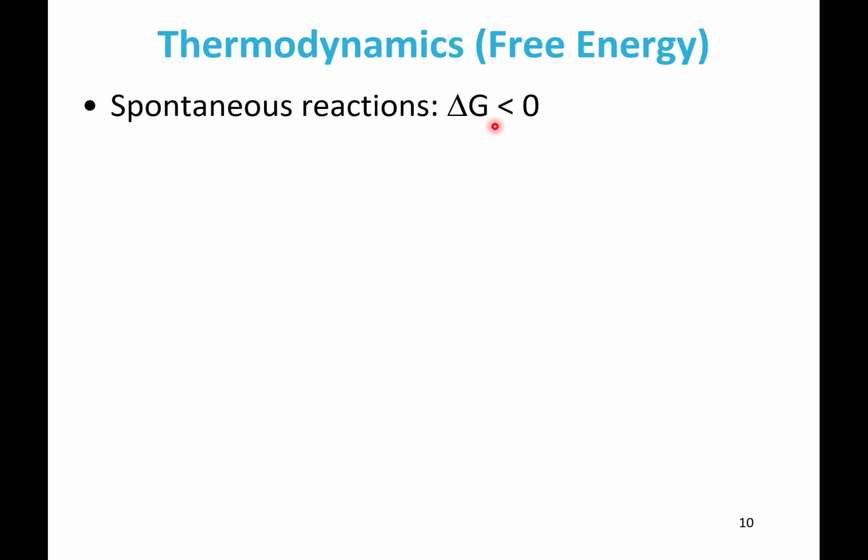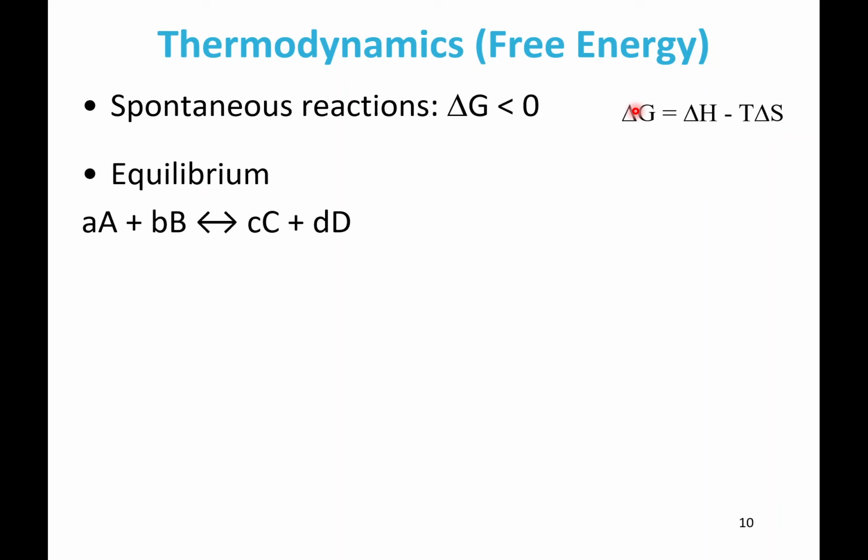Remember from thermodynamics that delta G has to be less than 0 for a spontaneous reaction. You also have this equation, which hopefully looks familiar: delta G equals delta H, the enthalpy, minus temperature times delta S, the entropy change. For a given process or reaction, the change in Gibbs free energy equals the change in enthalpy minus temperature times the change in entropy, and that has to be negative for a spontaneous process.